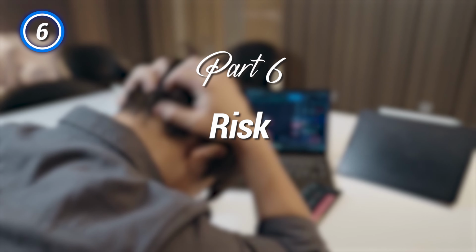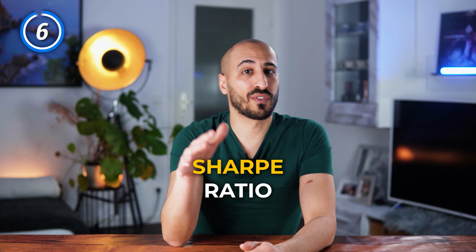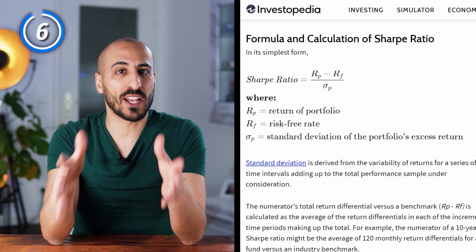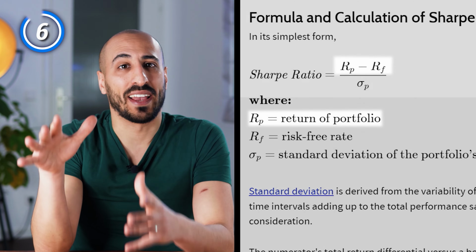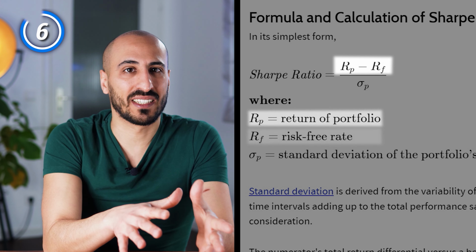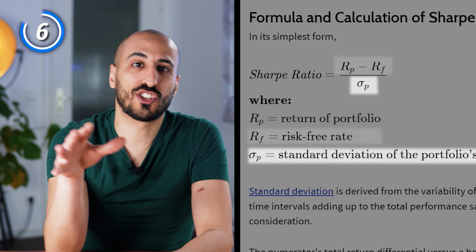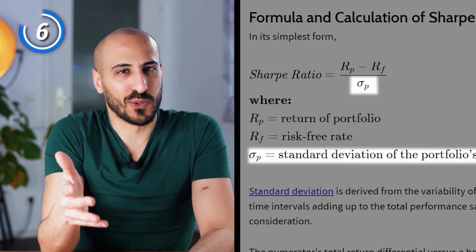Let's now discuss the risks of the ETFs, and we're gonna do this through the so-called Sharpe ratio. For those of you who don't know, the Sharpe ratio is a measure of the risk of an investment adjusted by its performance. And this is done by comparing the return of an investment to that of a risk-free asset, adjusting with the volatility. So why would you use something like this?